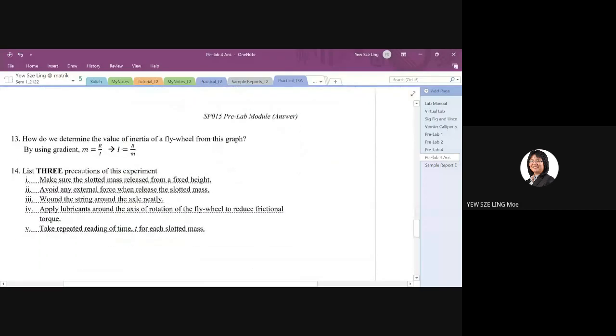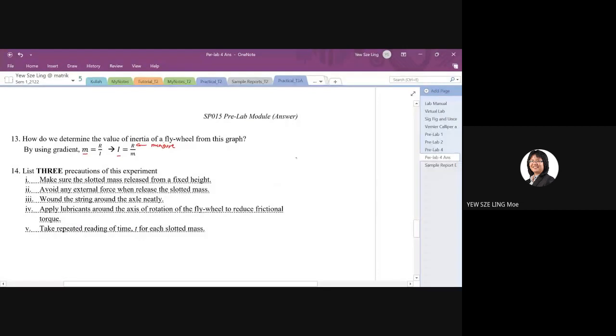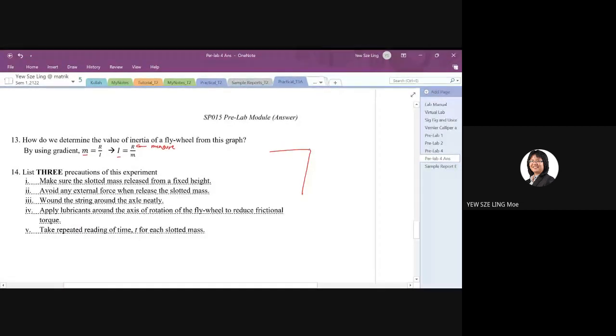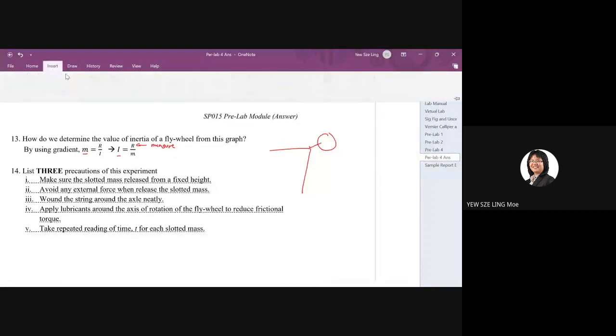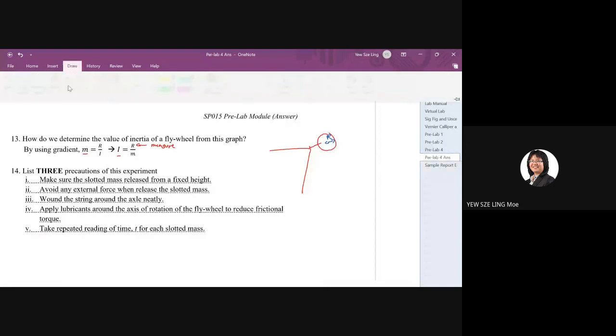So how do we determine the value of the inertia of a flywheel from the graph? It's from the gradient. From our linear graph, we determine the gradient. So m equals r over I. Therefore, I equals r over m. The radius, you measure in the experiment. Just now we had a flywheel here, right? You measure the radius of the flywheel by using a vernier caliper. So this is the radius.